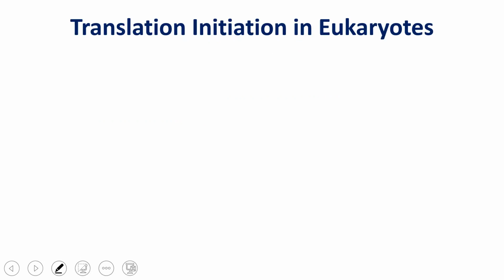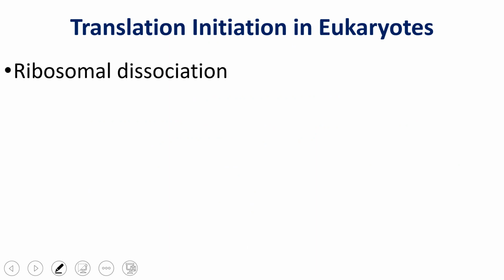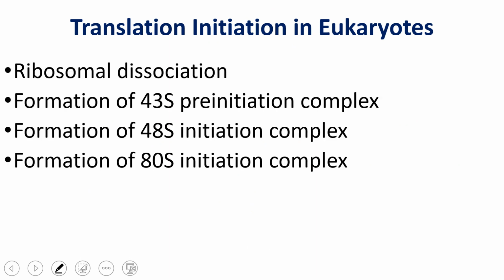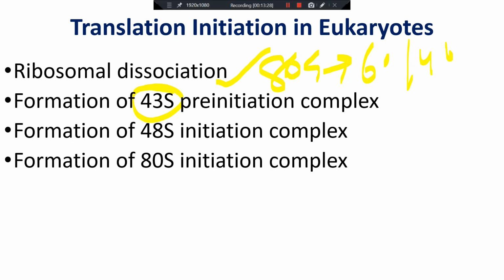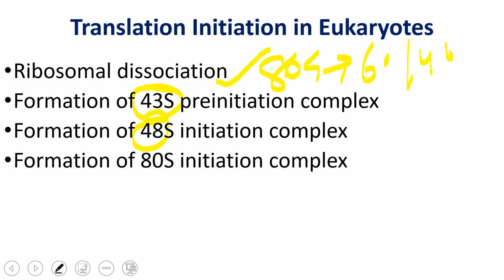Translation initiation in eukaryotic cells has four major steps. The first is ribosomal dissociation, where the 80S ribosome is dissociated into 60S and 40S. Then 43S pre-initiation complex formation, then 48S, and lastly 80S. This is the final 80S, meaning 60S and 40S are combined together.